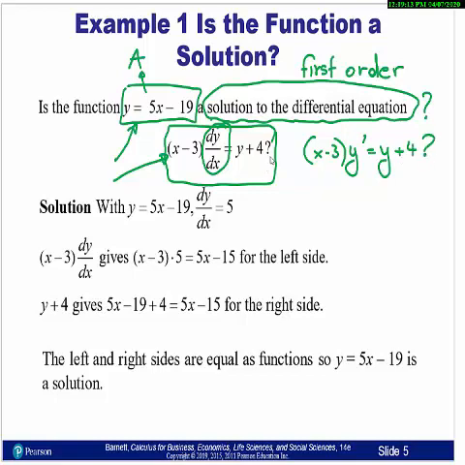Okay, in the same format, you may see a differential equation that looks like this. This equation and this equation, these two are equivalent equations. They have the same solution. So we are going to take these and try to solve it. We will solve this in order to find out if y equals 5x minus 19 is a solution for this equation. Okay, let's do it together.